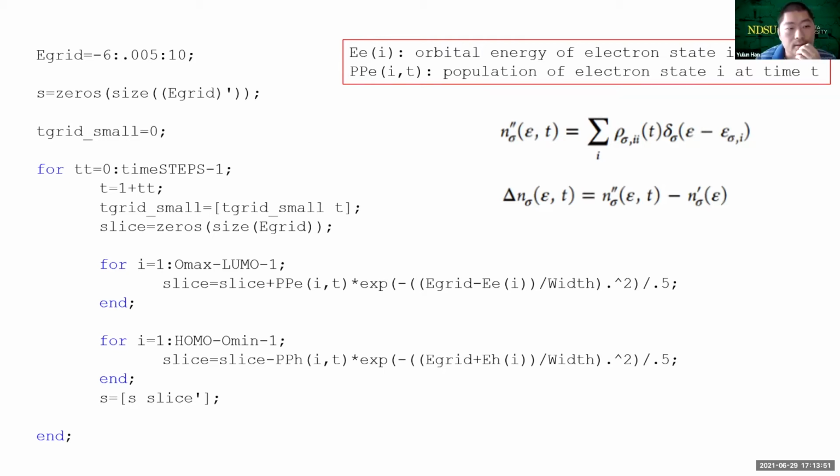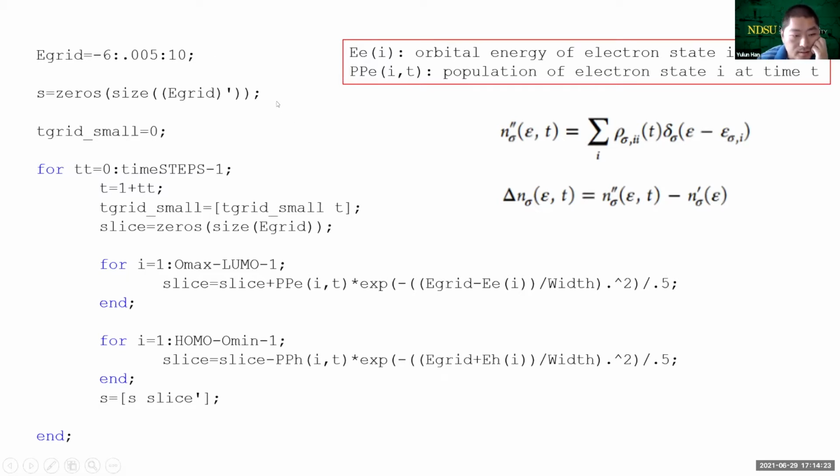Yeah, so I guess from Aaron's presentation, we got PPE and PPH. So I guess these two are the most important files. The PPE and PPH are just the population of electron and hole states at specific times. Each column corresponds to a specific time. So you have multiple columns, which means you have multiple timestamps.